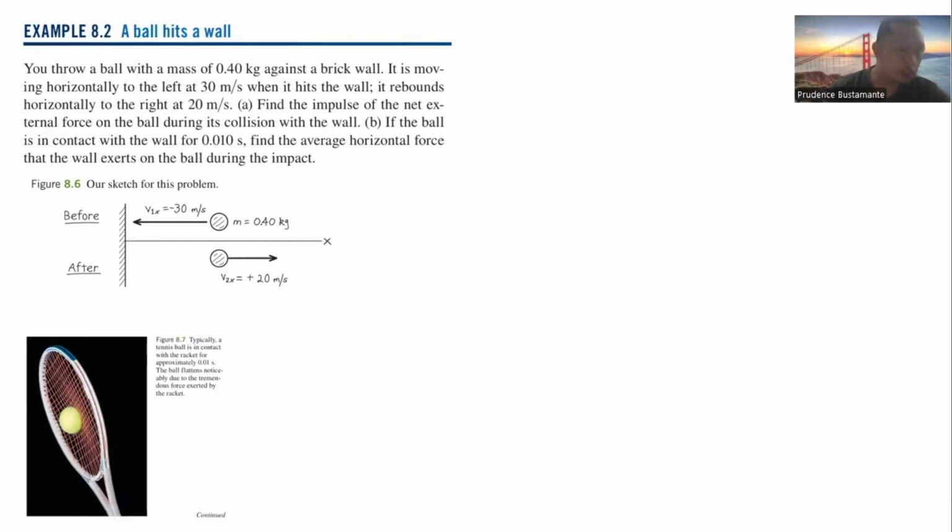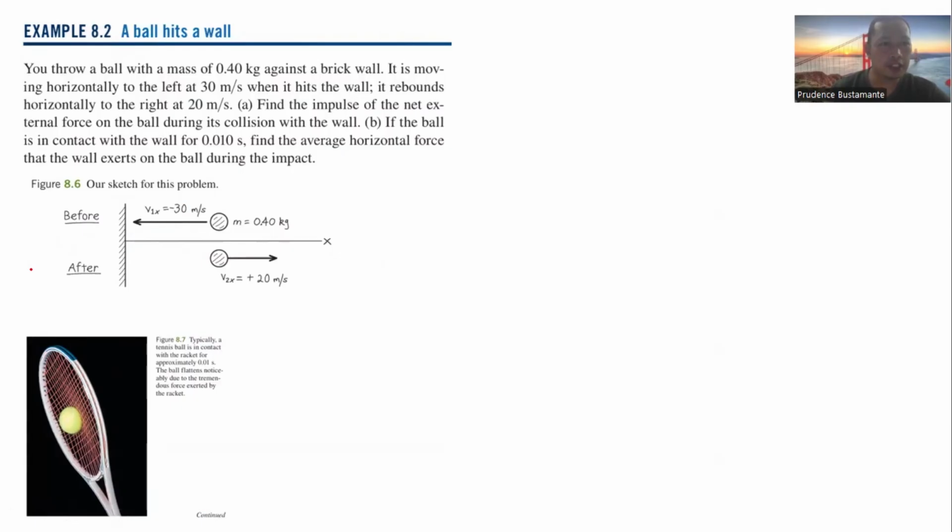So example 8.2, the ball hits the wall. You throw a ball with a mass of 0.40 kilograms against the brick wall. This is our positive direction, this is our negative direction. It's moving horizontally to the left with 30 meters per second when it hits the wall.